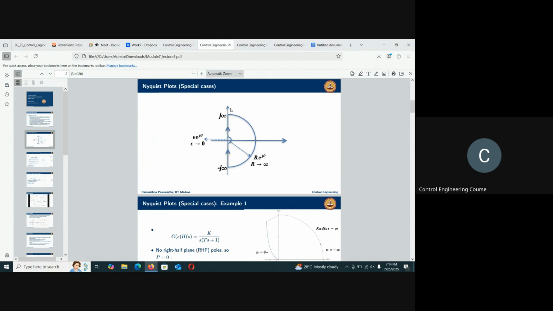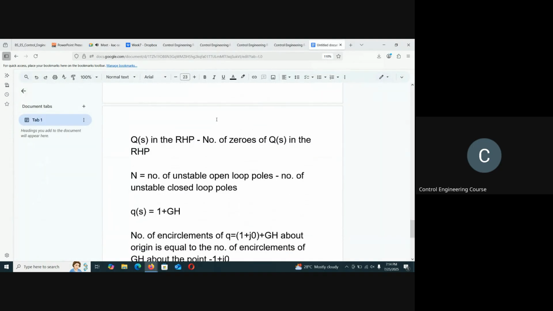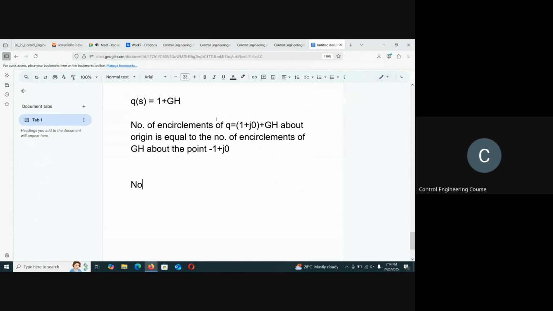So the Nyquist plot is nothing but the polar plot plus the negative frequency part. In the polar plot, I include only the positive frequency part. In the Nyquist plot, I also include the negative frequency part because I want to map this entire contour. So what you have here is, again, the Nyquist plot of GH, nothing but the polar plot of GH plus the negative frequency included.